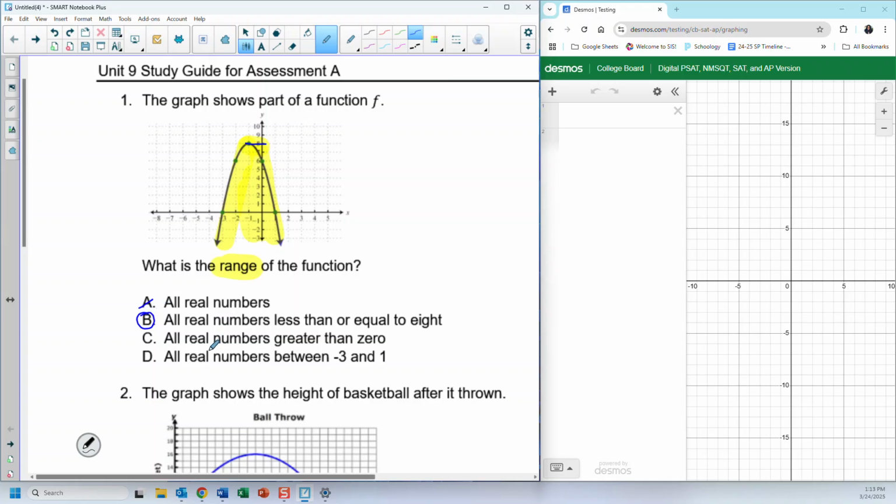Okay. All real numbers greater than 0, so that would mean something like this. That's for number C, but it's not. And then the last one is all real numbers between -3 and 1. -3 and 1, those numbers are the zeros of a function. But anyway, so yeah, that's the range.